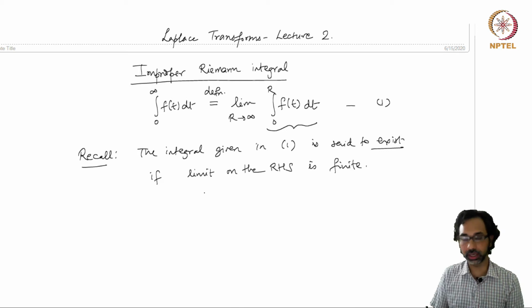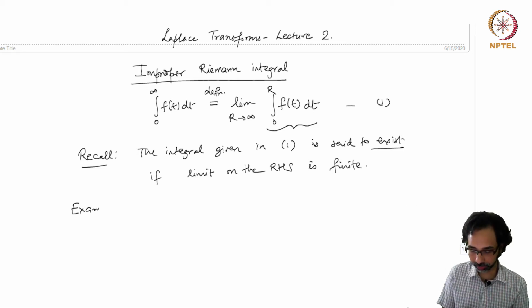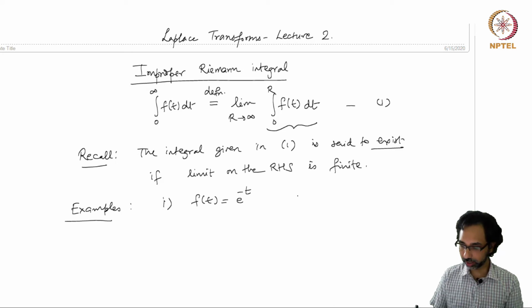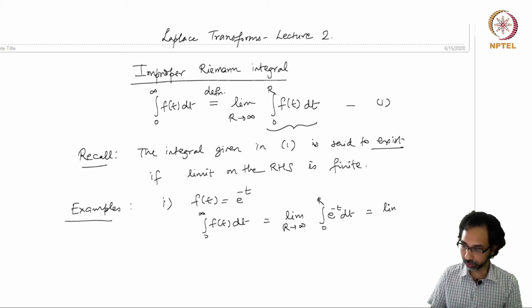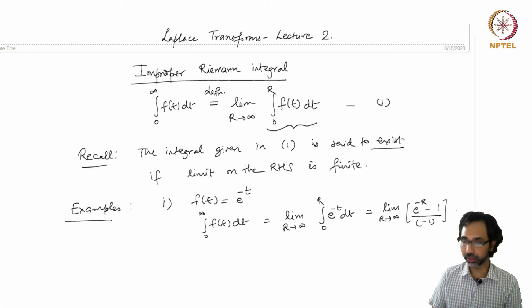Now to see some examples and non-examples of this improper Riemann integral, let us take the following example, which we have already seen. The first one is f(t) equals e to the minus t. If you want to compute the integral from 0 to infinity of f(t) dt, this is the limit as r goes to infinity of the integral from 0 to r of e to the minus t dt, and you get the limit as r goes to infinity of (e to the minus r minus 1) divided by minus 1. Okay, and this final limit exists because the exponential function raised to a negative power will decrease to 0 as r goes to infinity. So this is in fact 1.